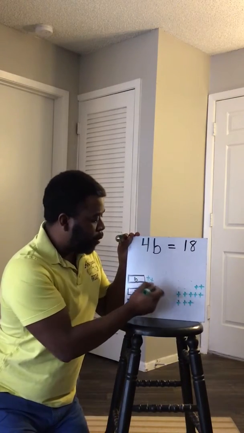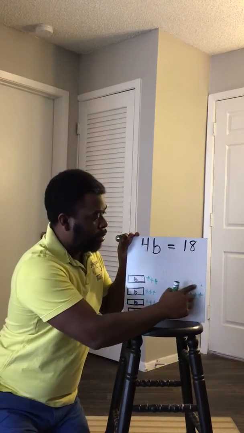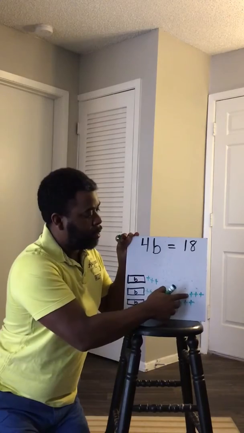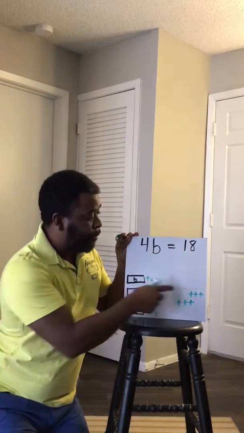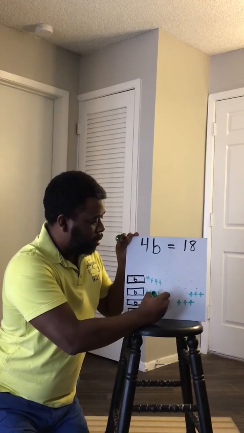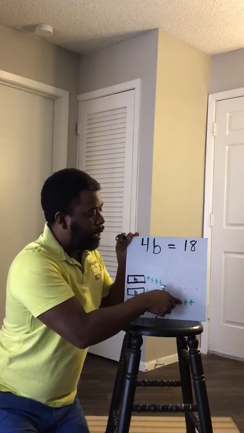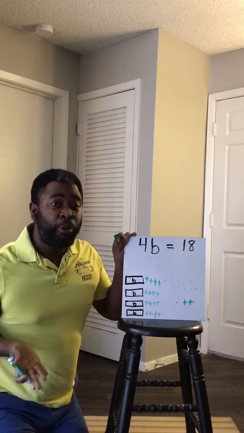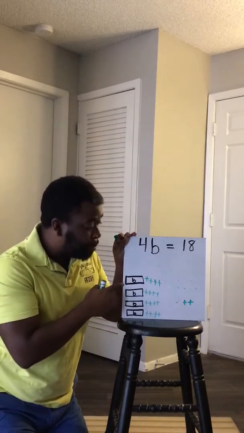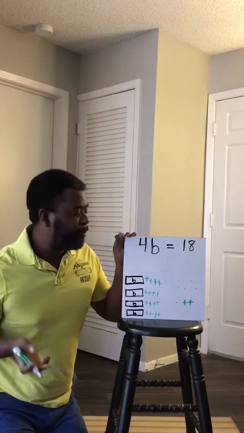One, two, three, 4. We're going to do another 4. 1, 2, 3, 4. Uh-oh, I'm left with 2 positives, but I have to split them into 4 equal groups. So what am I going to do?